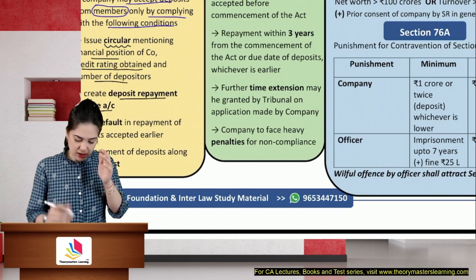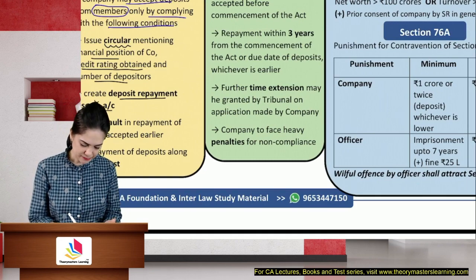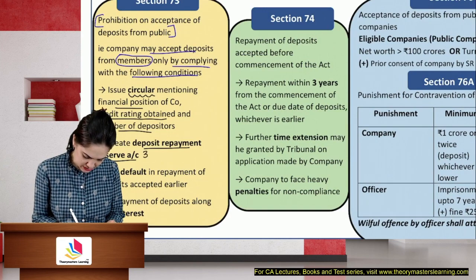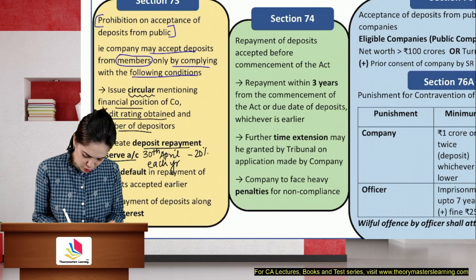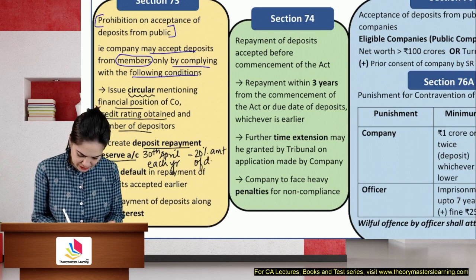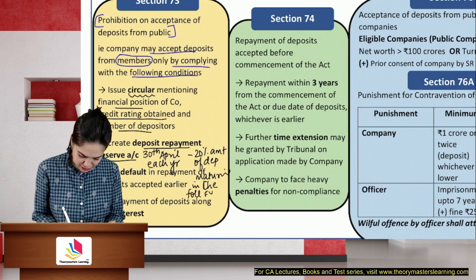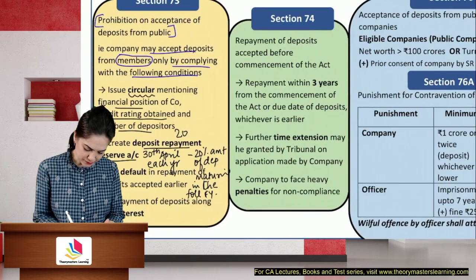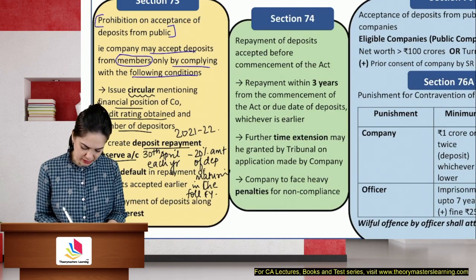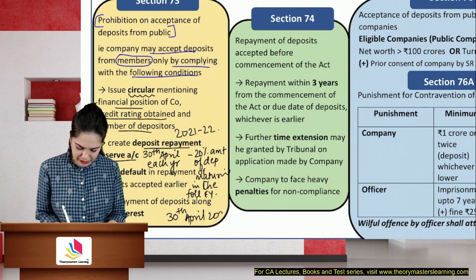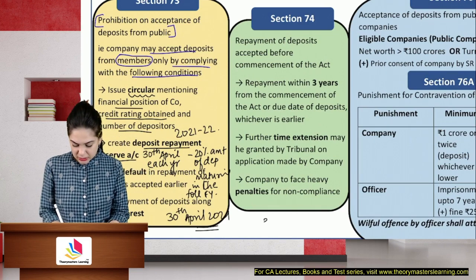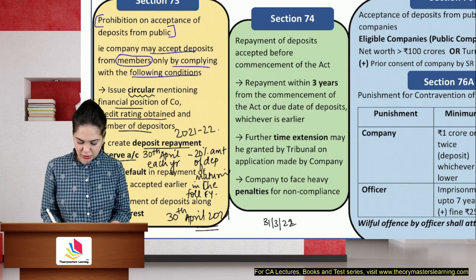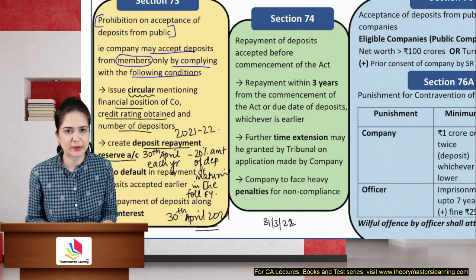Let us see what conditions, what are the provisions for creation of this deposit redemption reserve. Now, the company shall, on or before 30th April each year, deposit at least 20% of the amount of deposits maturing in the following financial year. So let's say that you're in the financial year 21-22. So on or before 30th April 2021, you have to deposit at least 20% of the amount of deposits maturing in the following financial year, that is before 31st March 2022. So the amount which is maturing before that date, 20% of that will be created in the form of deposit repayment reserve.